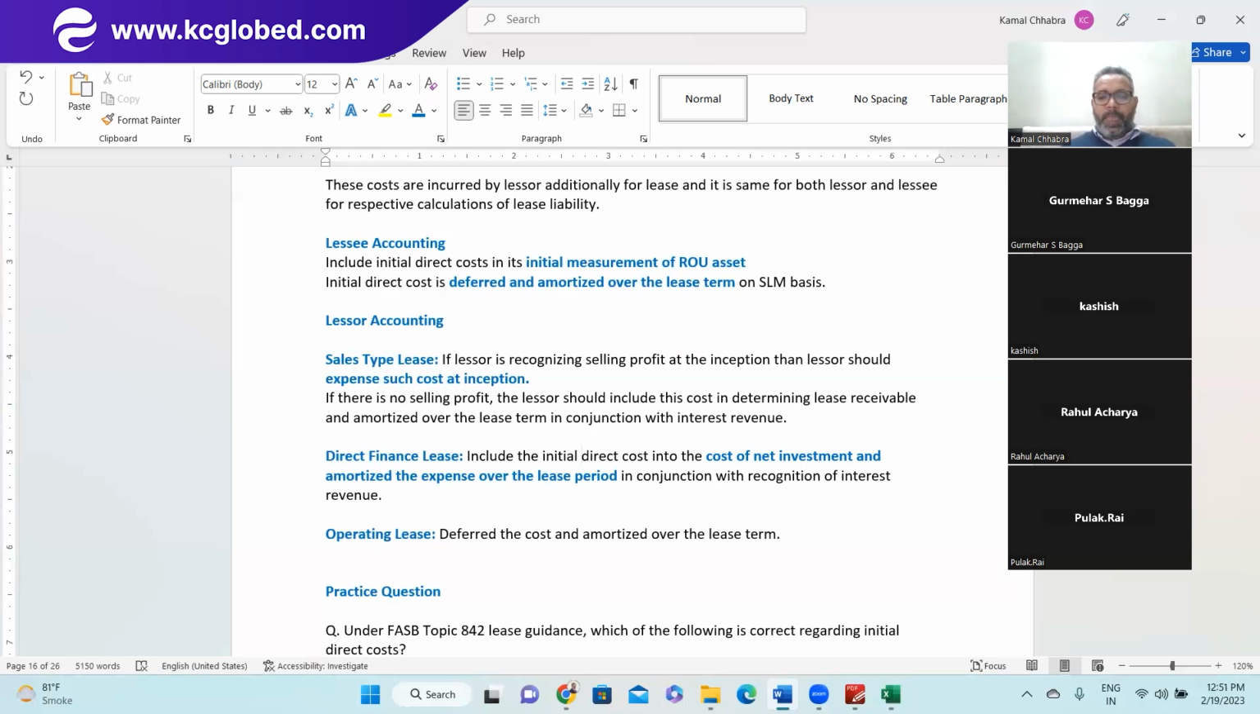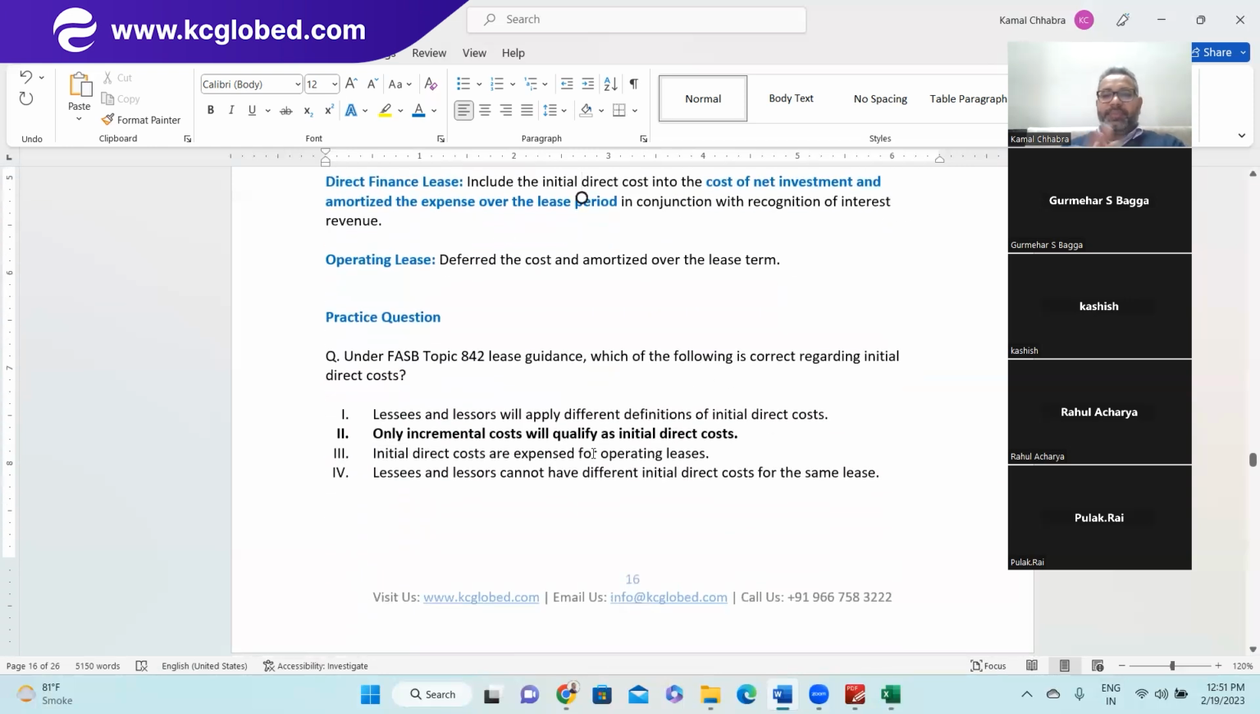Very simple, right? Any doubt how to do the accounting of initial direct cost? So far, so good. Let's do an example.